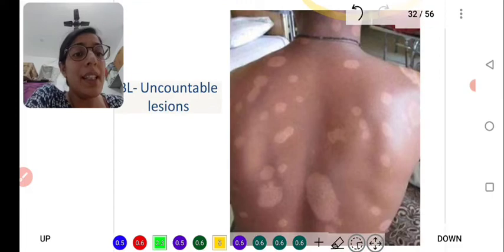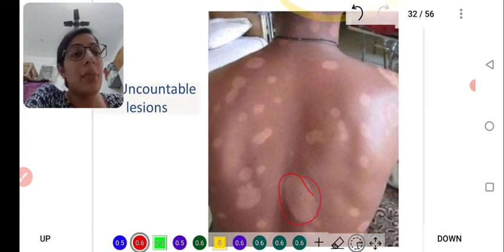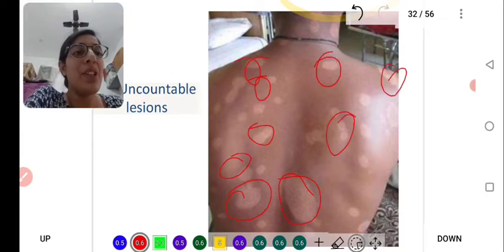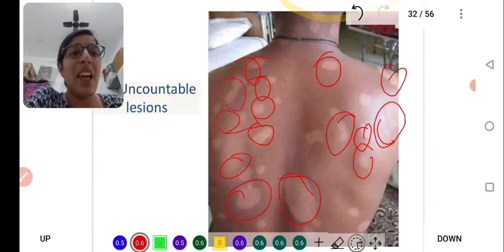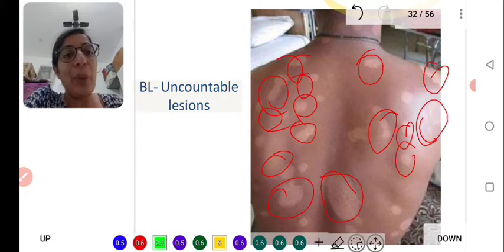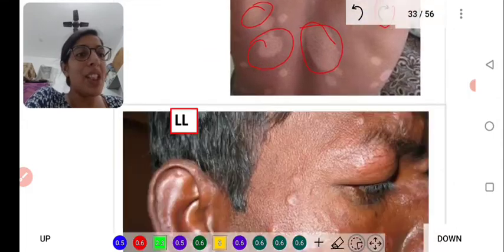Here you can see multiple hyperpigmented areas, which you won't be able to count, but some students say, ma'am, I can count this. Yes, go and count this. Do we have so much time? No. So uncountable lesions, almost symmetrical, that's why it is known as borderline lepromatous leprosy. Let's go towards the next image.